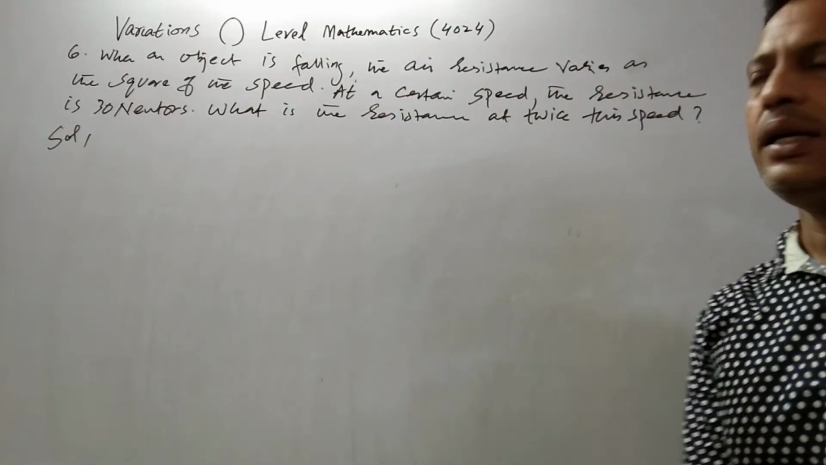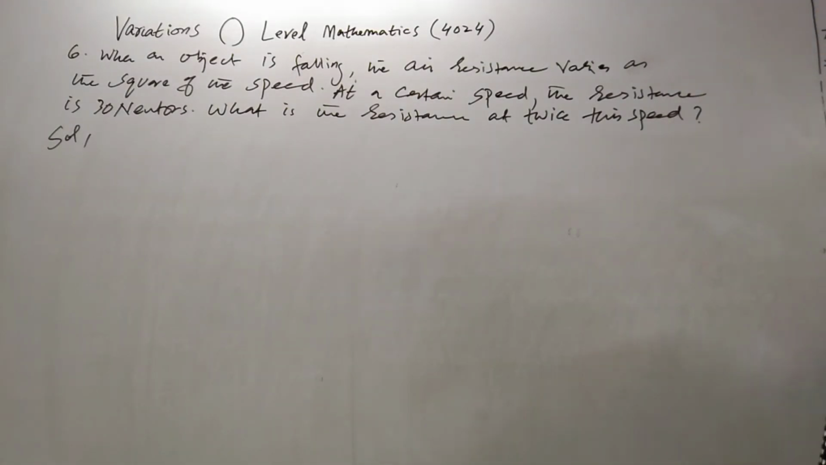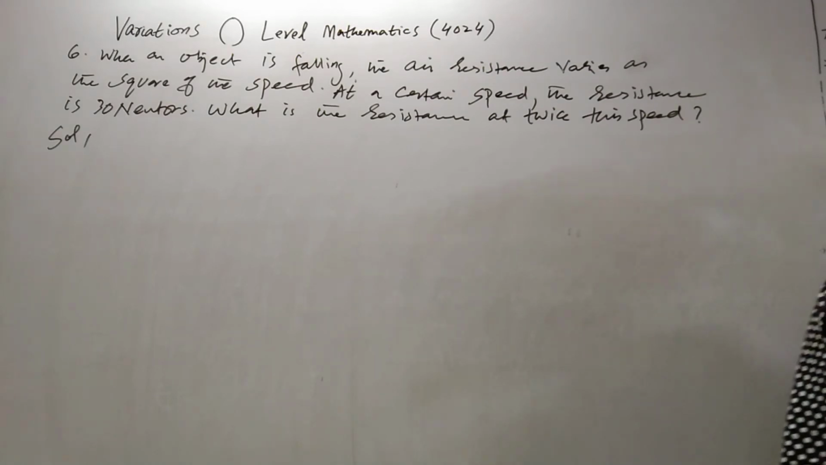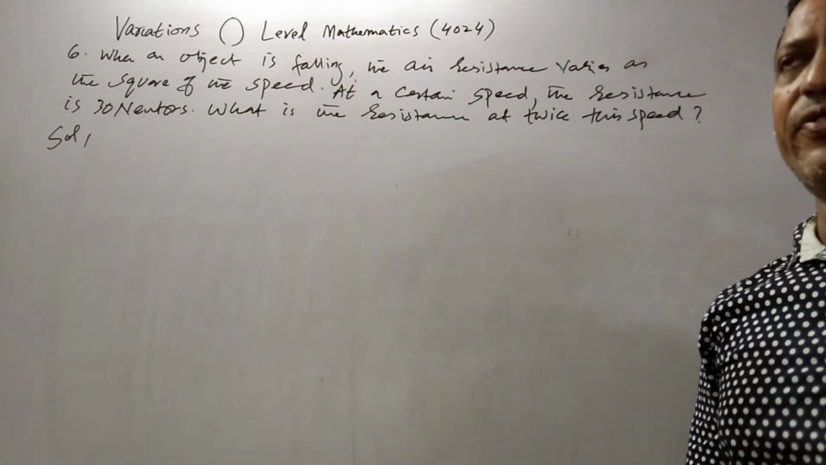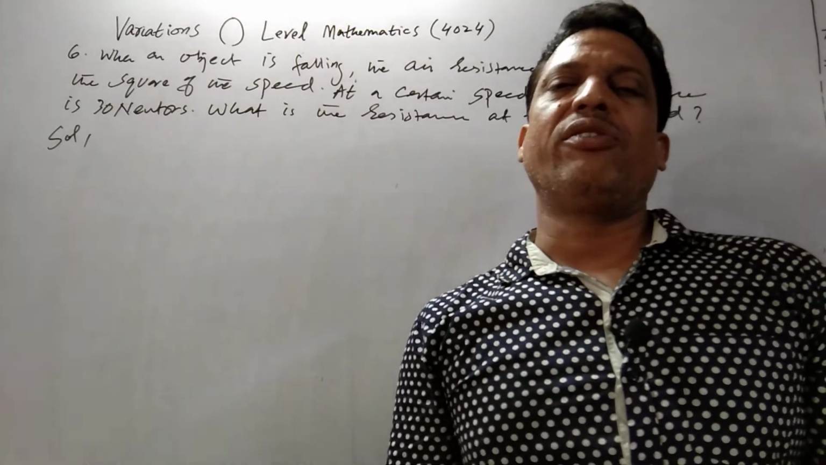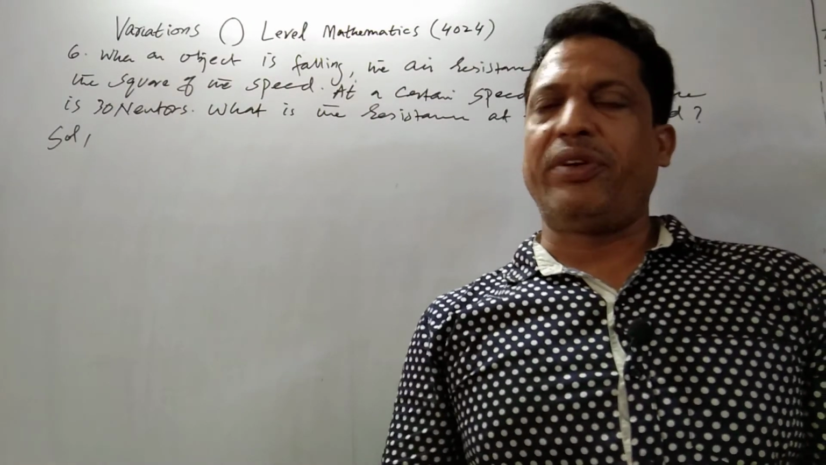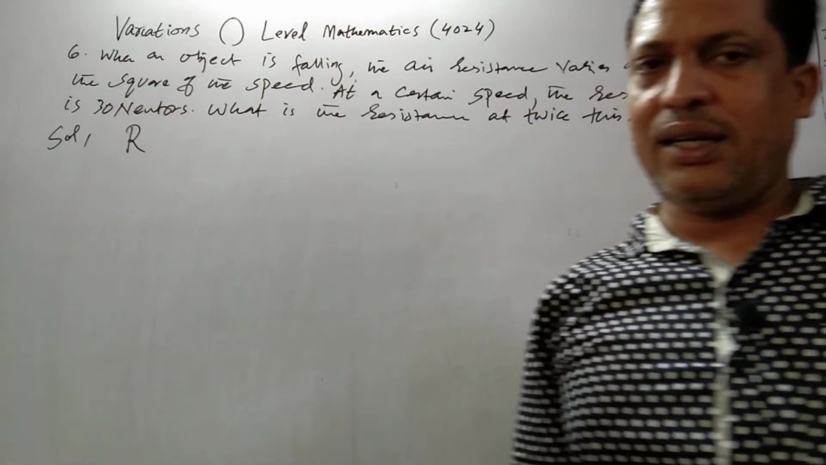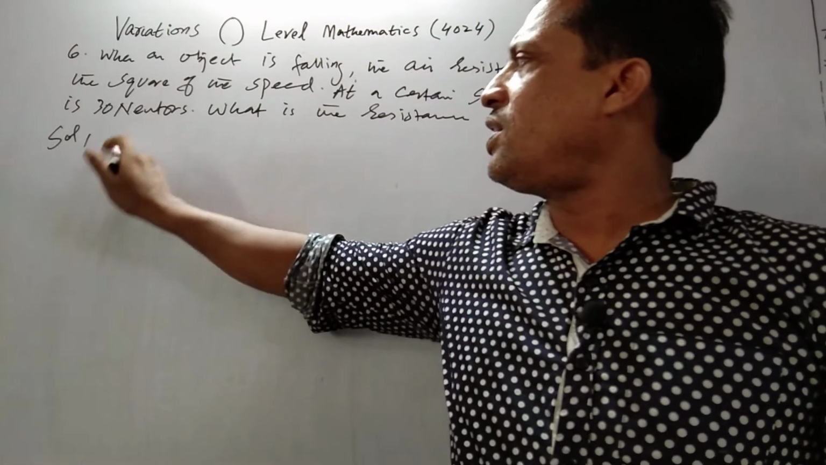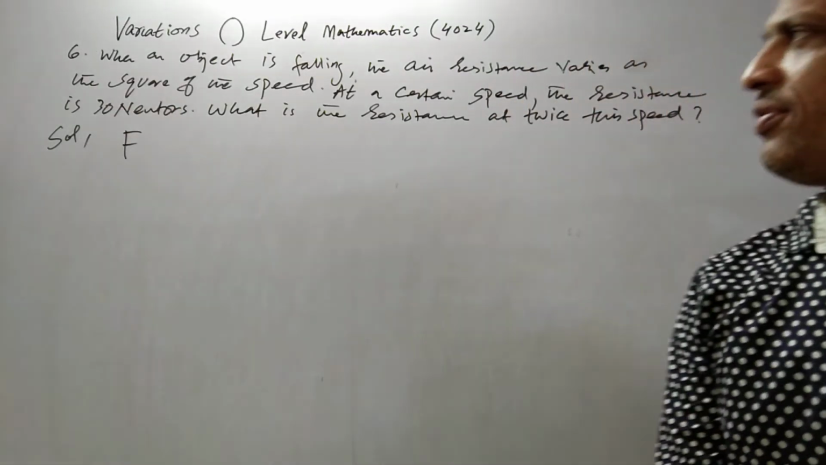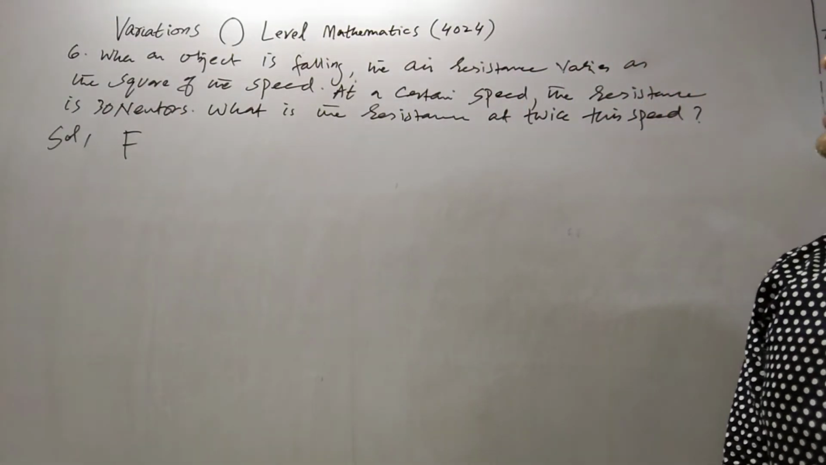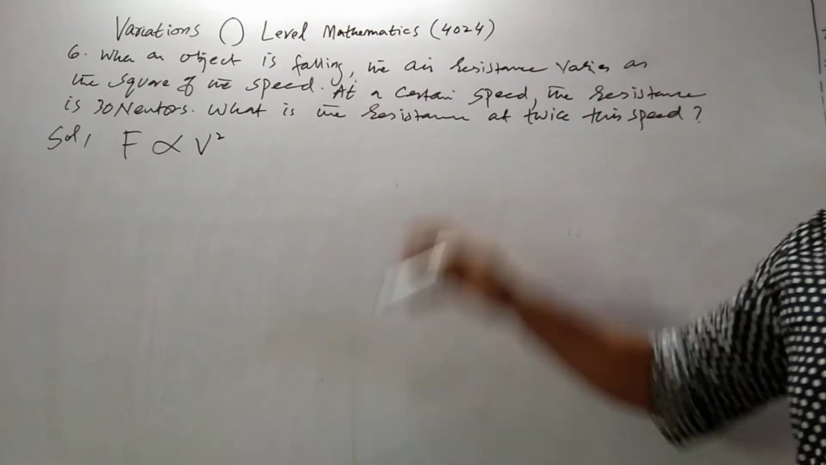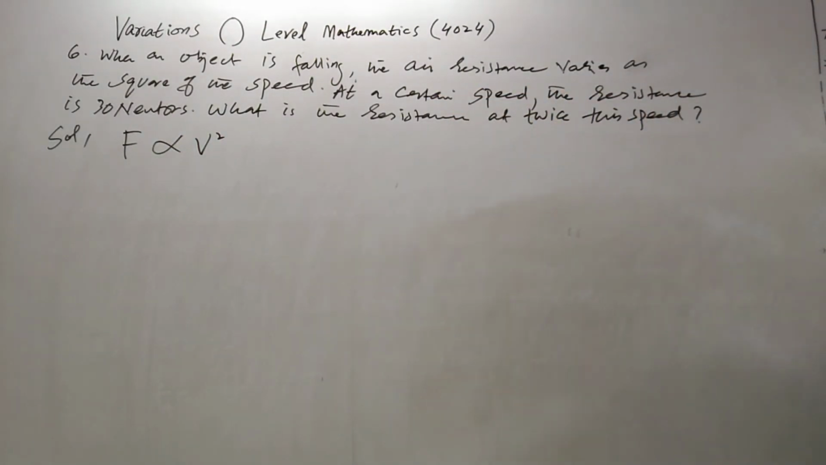Solution. This is very easy. When an object is falling, the air resistance varies as the square of the speed. Resistance is a force, and a physics student knows the SI unit of force is Newton. So if we assign resistance as F, it varies as the square of the speed, which means v square.